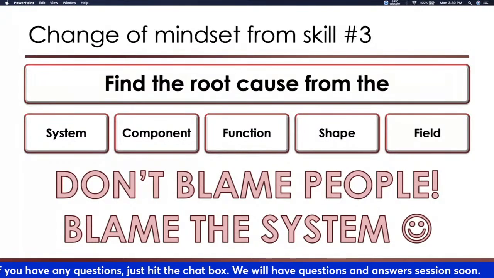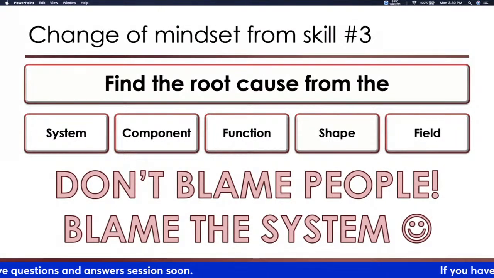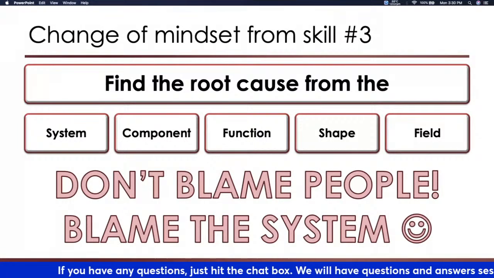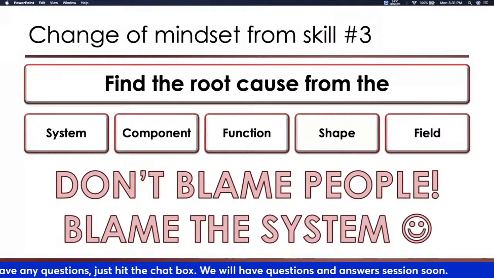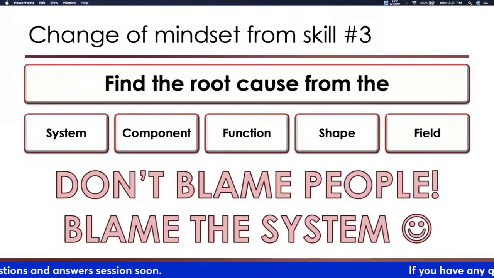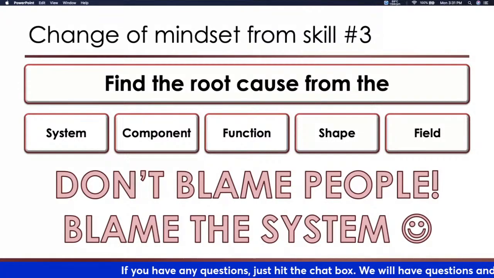And don't blame other people. You need to blame the system, you need to blame the component, so that you can easily take action as an engineer, as a designer, as an inventor. This is your job. Your job is not to blame people. People are weak by default and they always make mistakes, so blaming people does not solve the problem. So you need to change your mindset.